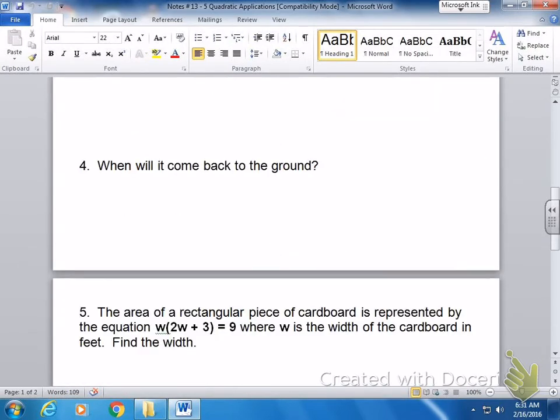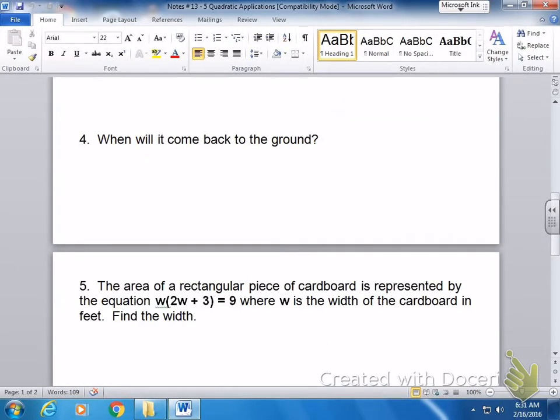It says, when will it come back to the ground? Now, we talked about this situation on Friday. If we want to know when it's on the ground, that means we know its height. Its height is 0. So it's going to work the same as the last two problems, except now h equals 0. So now I have 0 equals 17t minus 5t squared. Now, the last couple of times we've moved things to the other side, but there's nothing on the other side, so I can just rearrange, and I get negative 5t squared plus 17t equals 0.